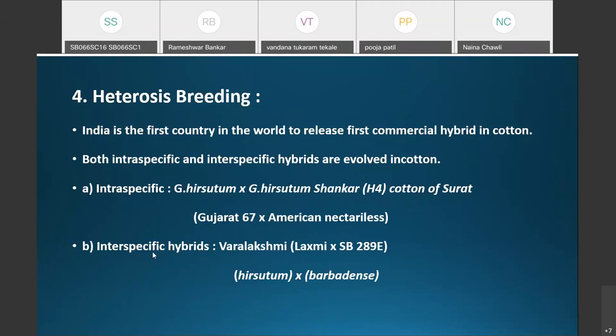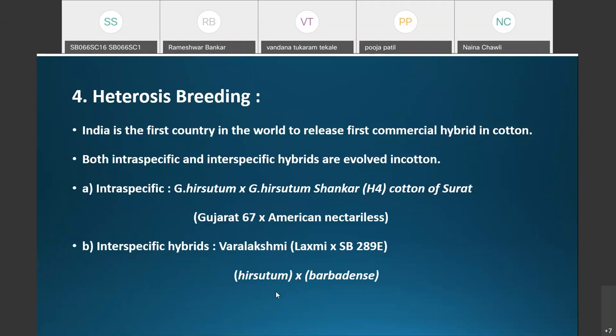And this is the inter-specific hybrid, where the cross was made between two different species, here hirsutum and barbadense. Here you can see Lakshmi, which was crossed with SB289E.